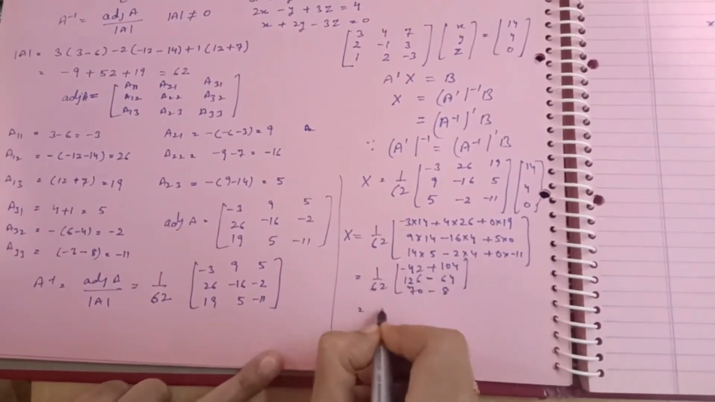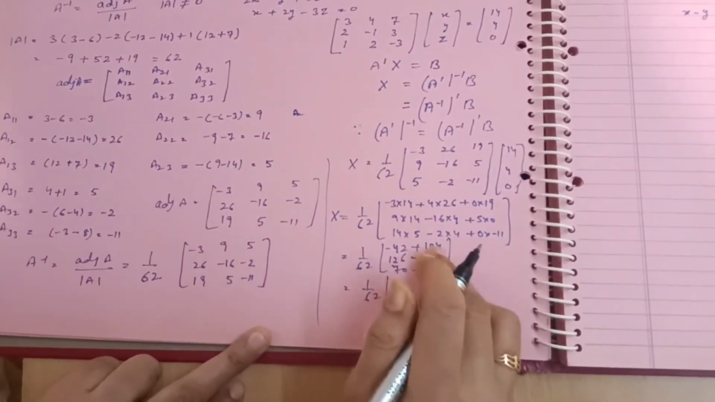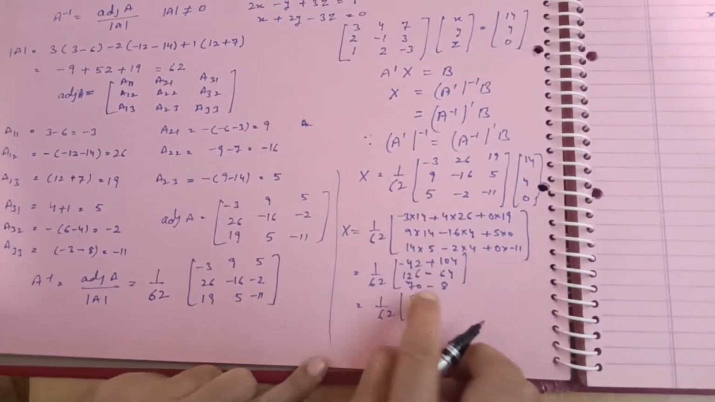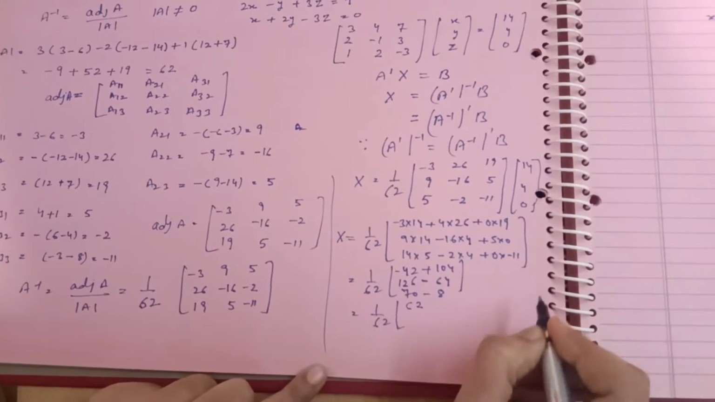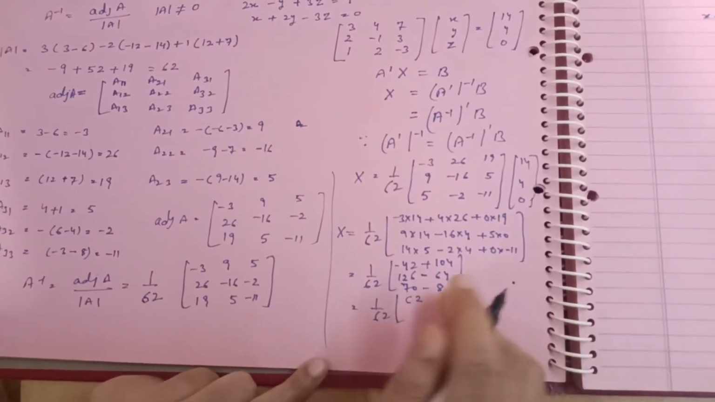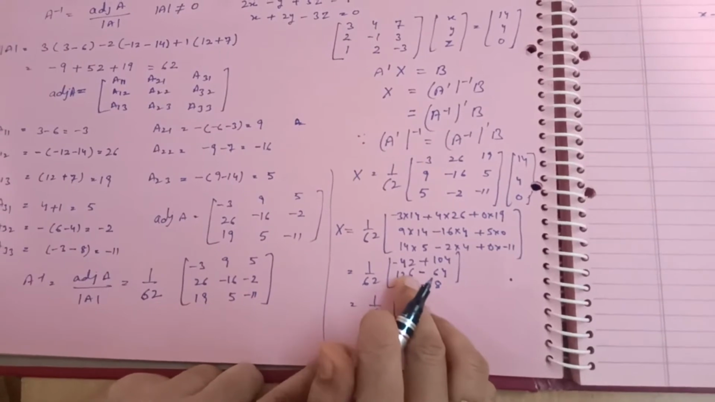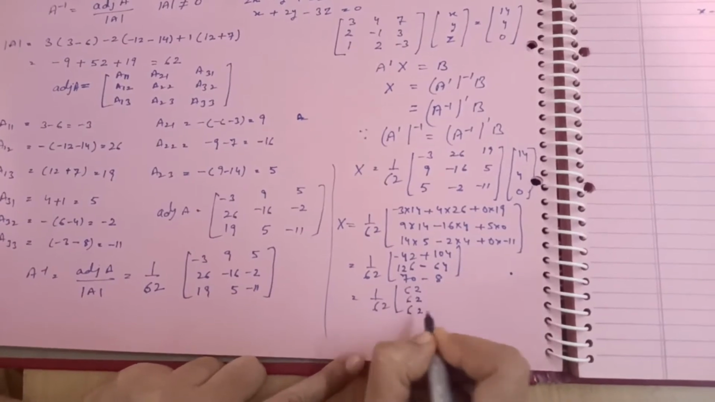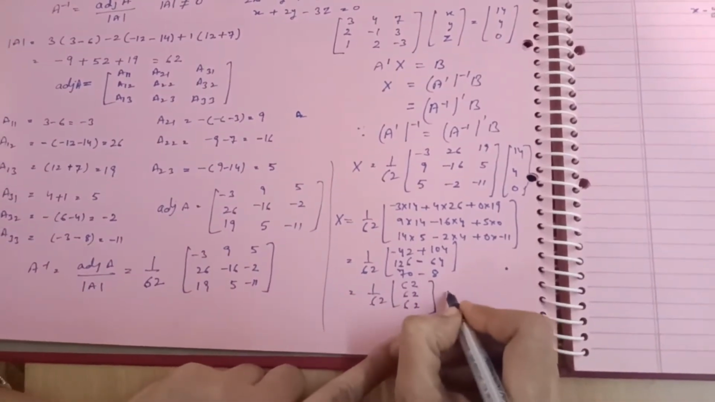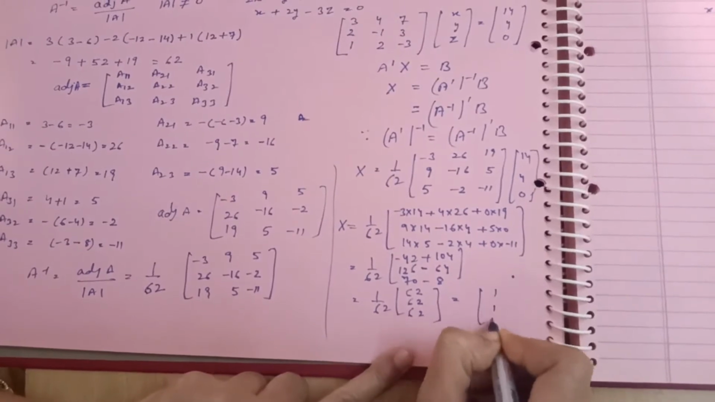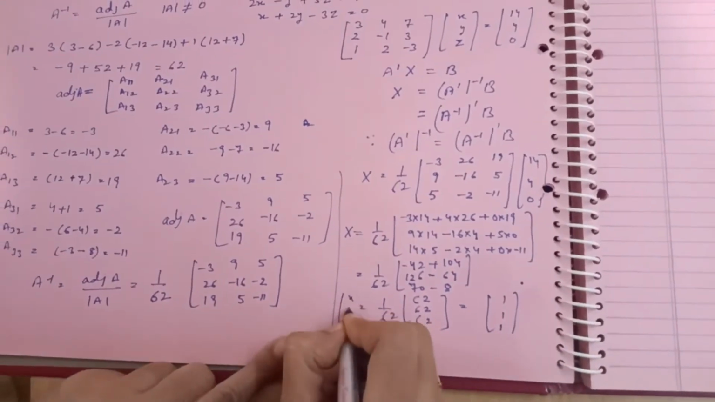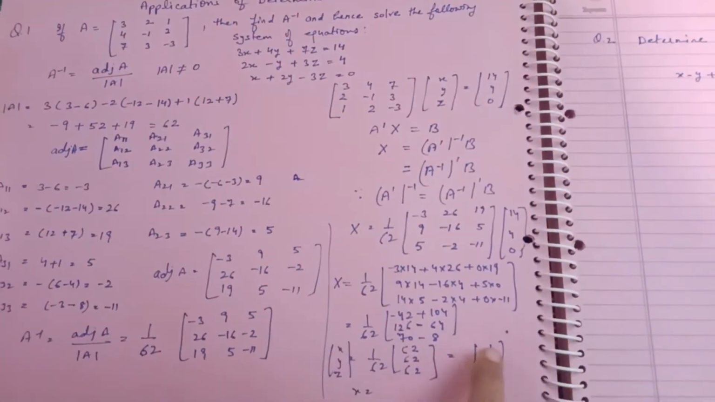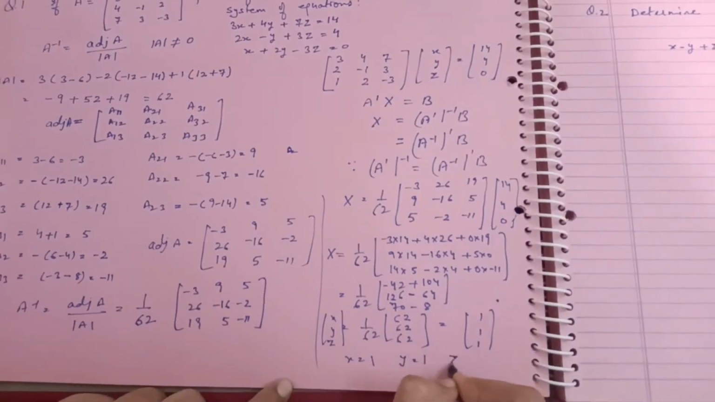So what actually is coming here, 1 by 62, and solving it, 62 is coming, positive 62. Here if you are subtracting, 126 minus 64 means 62, and here 70 minus 8 is also 62, correct or not? So what is coming is 1 1 1. So here X is X Y Z, by comparing, X equals 1, Y equals 1, and Z equals 1.